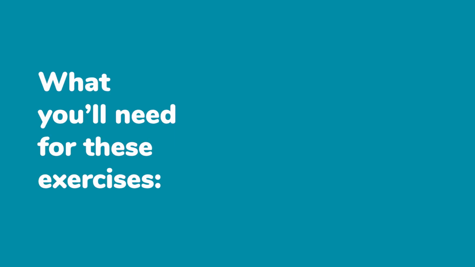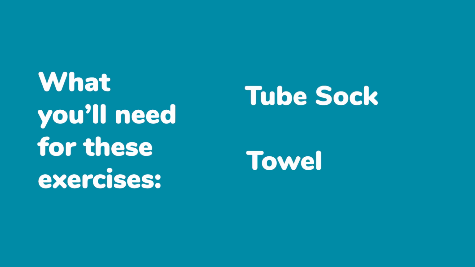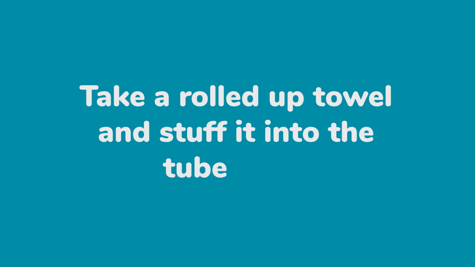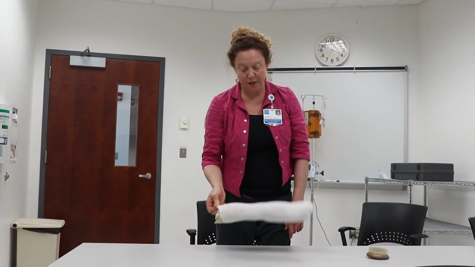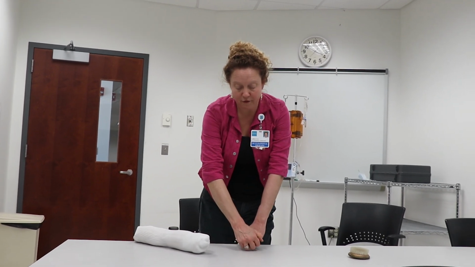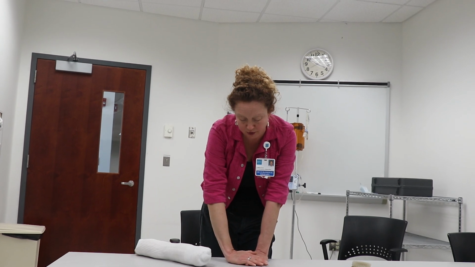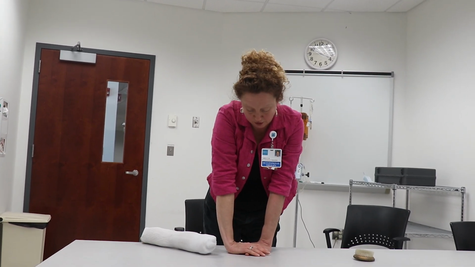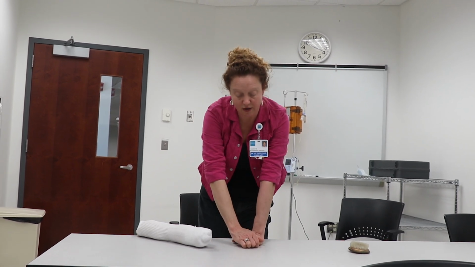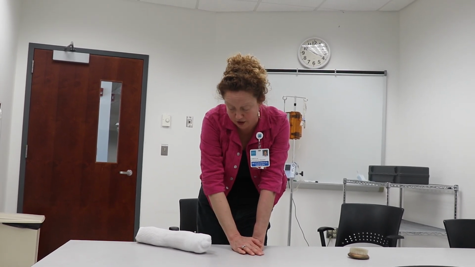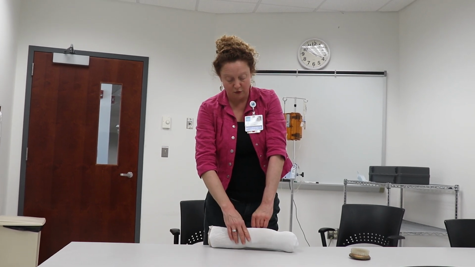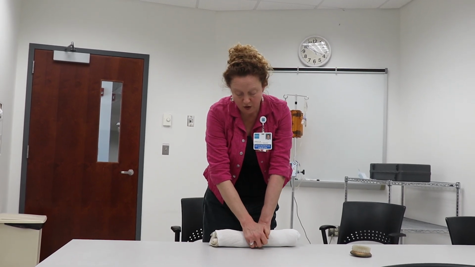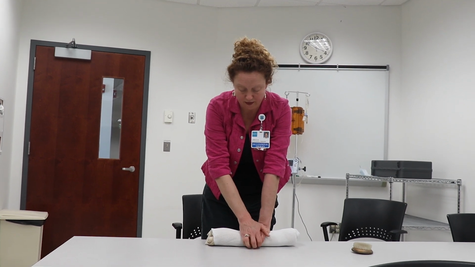So all you're going to need for the table exercises is a tube sock and towels. What I'd like you to do is to take towels, roll them up into a roll and stuff them inside your tube sock. What the tube sock does is it prevents you from overstretching your fingers when you put your hand flat on the table. If you are able to get your hand flat on the table, that's fine too. But if you have difficulty getting your hand flat without causing pain in your wrist or your fingers, definitely use the roll. So you're going to place your hand right on the towel roll, like this.